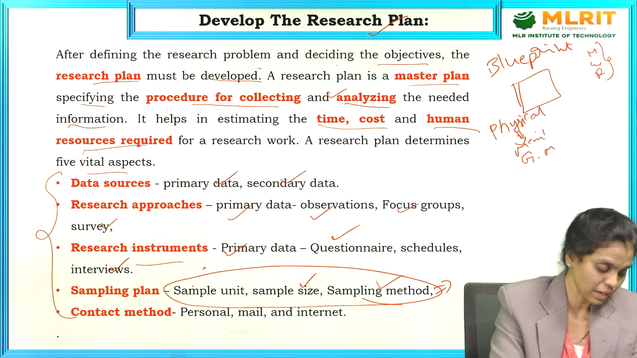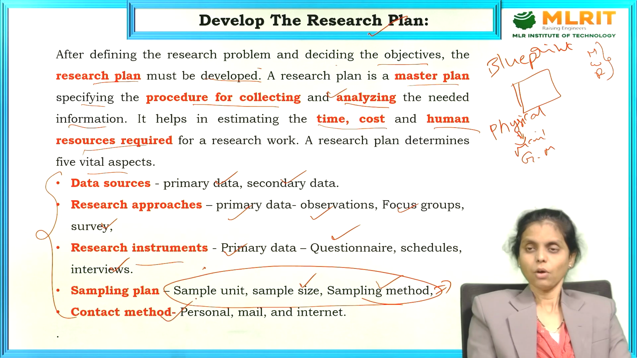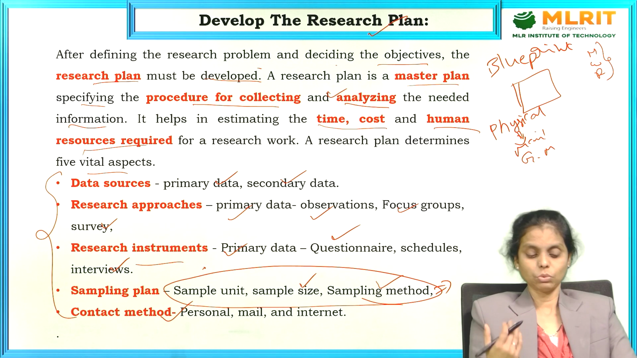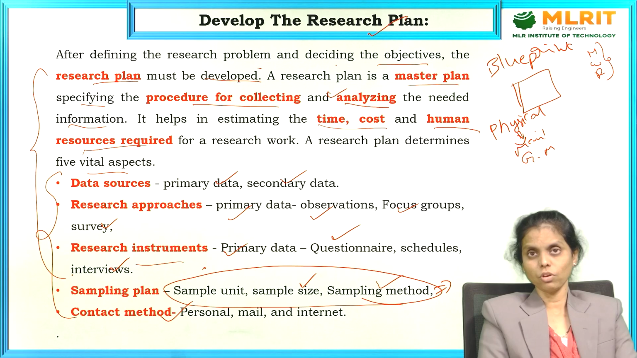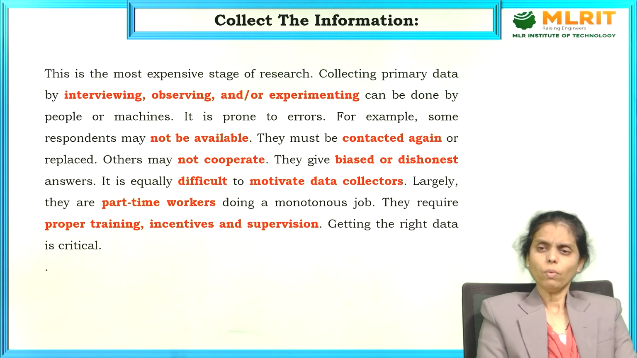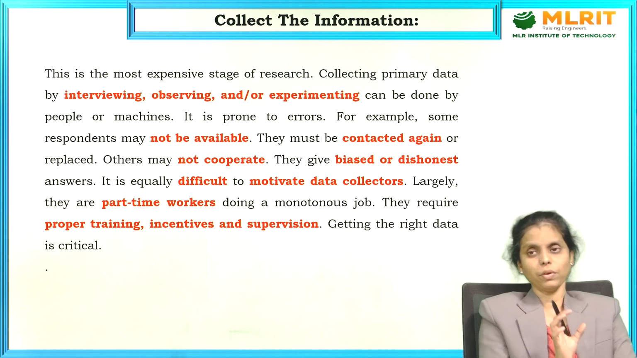Once we select this, the next is the contact method. How do we want to contact them: personally, through the mail, through social media, or other ways? All these are the various steps involved in developing a research plan. Once the research plan is ready, we are very clear about what kind of data we need to collect and from whom we will collect it.